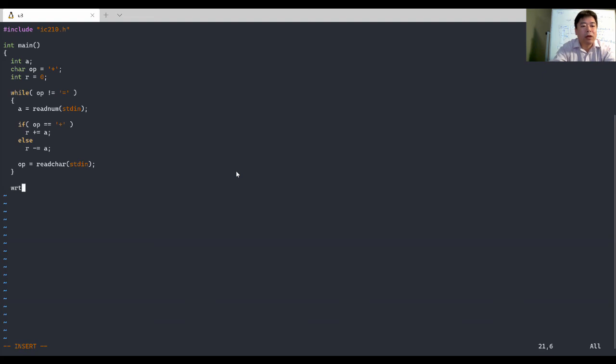Now you have to print out the number R to the standard out. And we should have some newline character for line break, our friend \n. This is it.